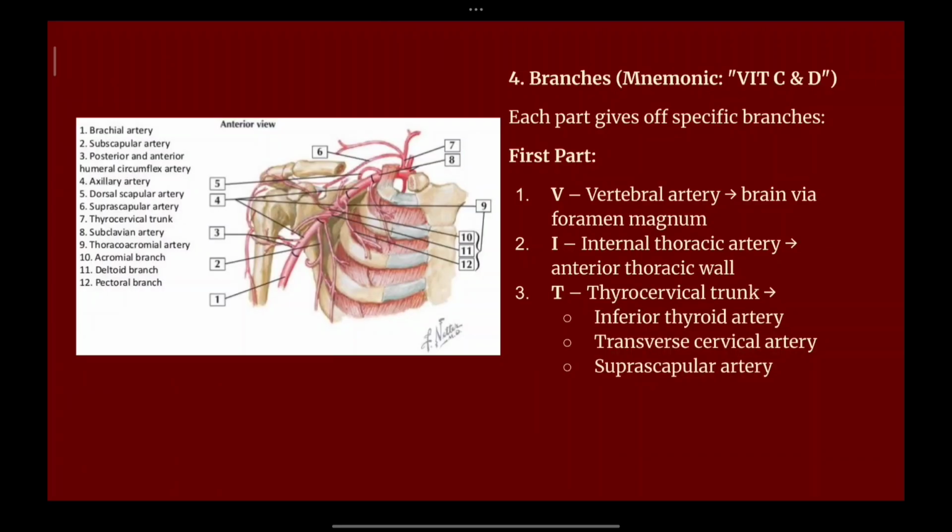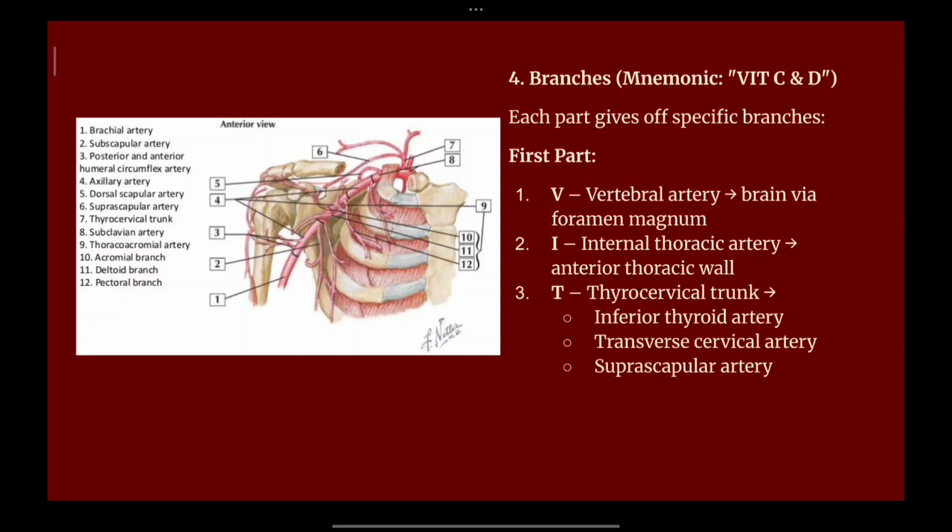Next, the branches of the subclavian artery. There's a mnemonic that is given. If you can't remember the names of each one of them, you can have the short form of this with VIT C and D. So each part gives off different specific branches. The first part of the subclavian artery gives the vertebral artery, internal thoracic artery and the thyrocervical trunk.